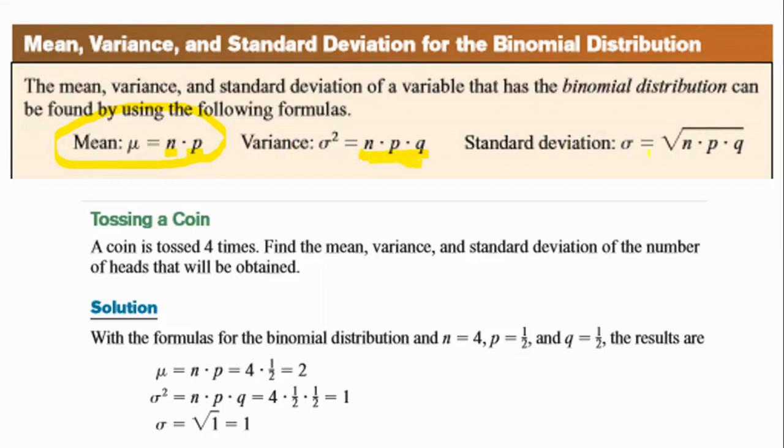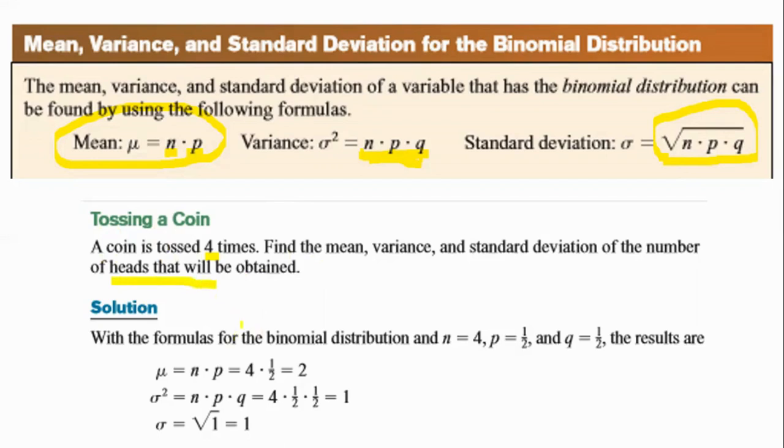And same is the case with the standard deviation. Once you know the variance, by just taking the square root of the variance, you can find out the standard deviation. So we can take an example. For example, a coin is tossed 4 times. Here n is 4. Find the mean, variance and standard deviation of the number of heads that will be obtained.